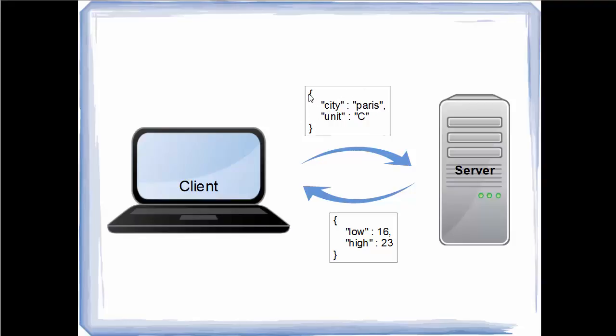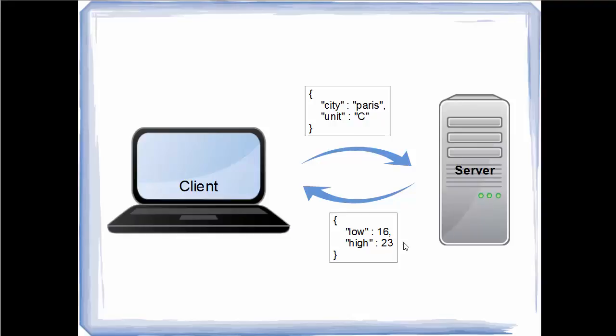A JSON has these curly brackets, and then the values are defined like this. There is a key and a value for it. The key here is city, and the value of city is Paris, for example, right? Unit is a key, and capital C, which stands for centigrade, is the value of unit, right?